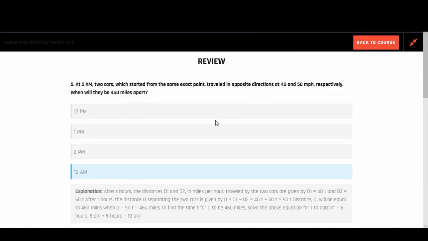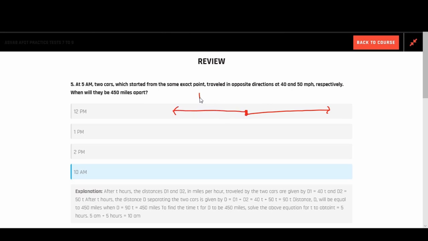All right, number 5 says, at 5 a.m., 2 cars which started from the same exact point traveled in opposite directions at 40 and 50 miles respectively. When will they be 450 miles apart? So they started at these 2 points. One went this way. One went this way.